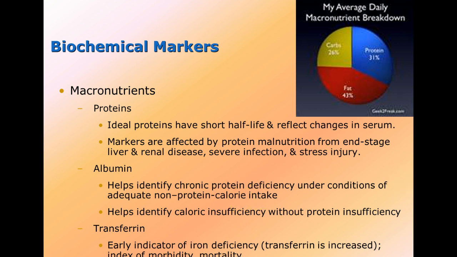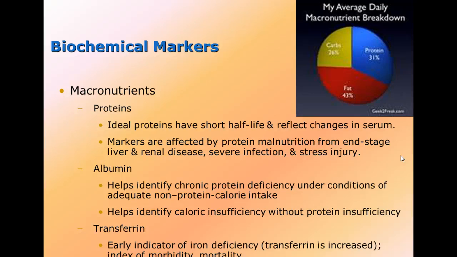First one is protein. It's your typical chicken, steak, eggs, things like this. These are ideal proteins, but they have a short half-life, and we can see changes in the serum depending on diet. The markers are affected by protein malnutrition. Sometimes there's end-stage liver and renal disease, severe infection, and stress injury. Those can affect the total proteins in your blood.